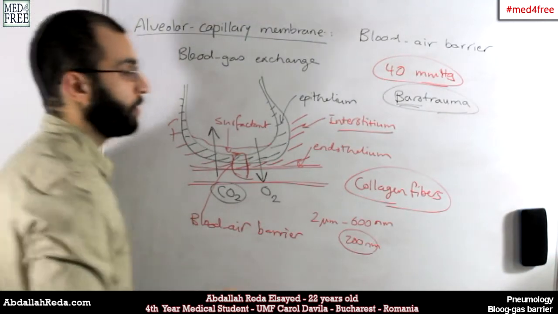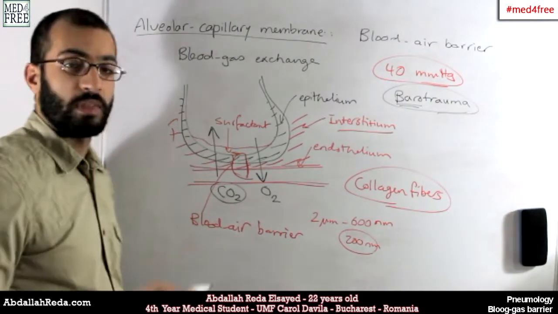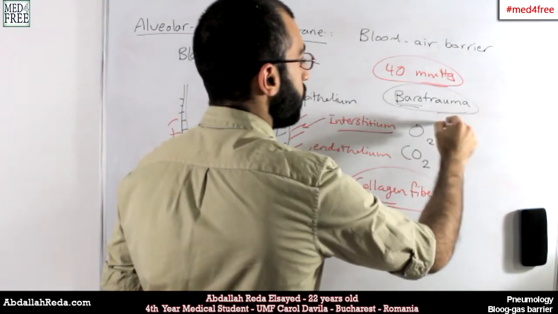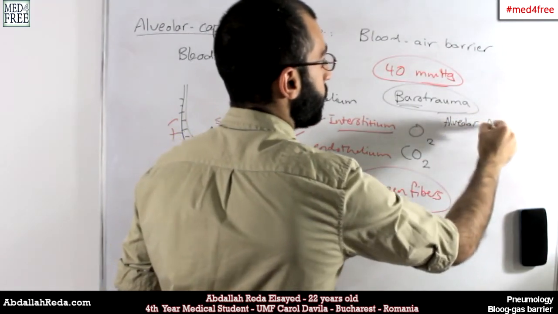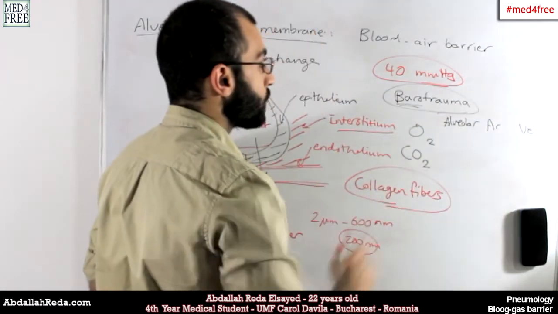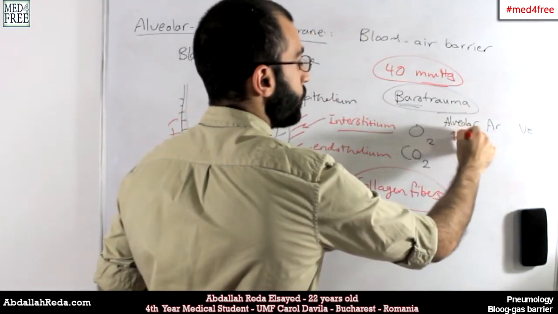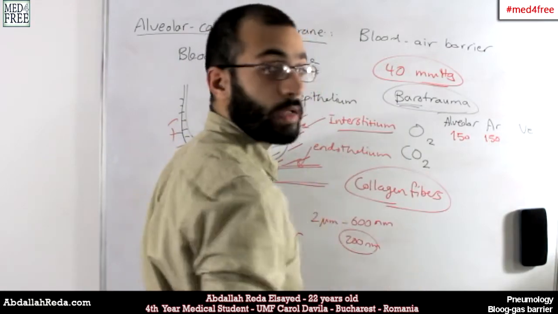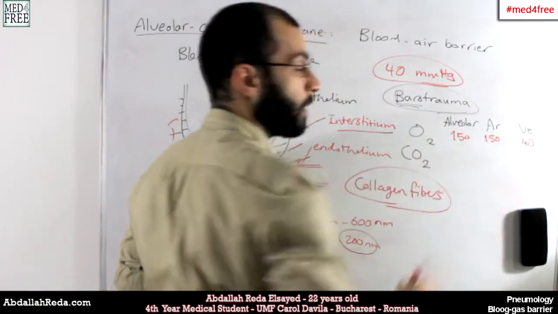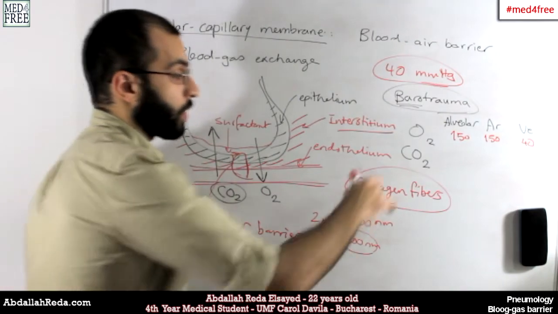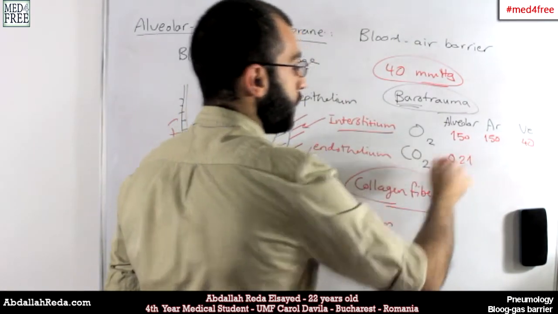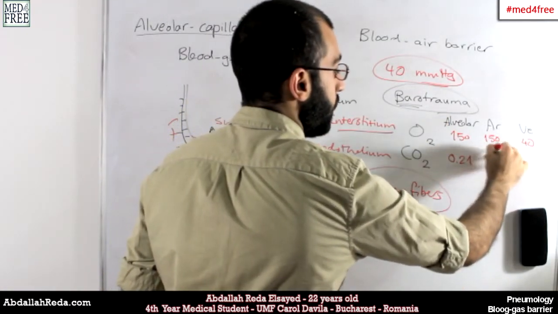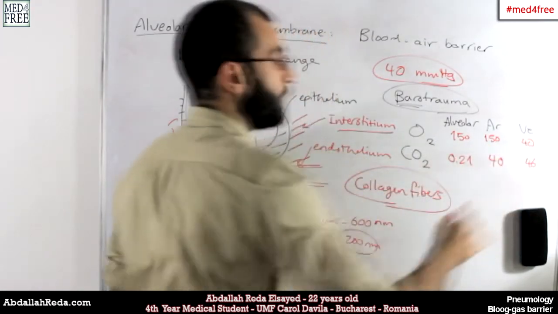A very important thing that we need to know is the different concentration of the gases throughout. So we have oxygen and carbon dioxide, in the alveolar, arterial, and venous. As for the oxygen, we have 150 in the alveolus and in the arteries. In the veins, on the other hand, we have around 40. For carbon dioxide, we have 0.21 in the alveoli, 40 in the arteries, and 46 in the veins.